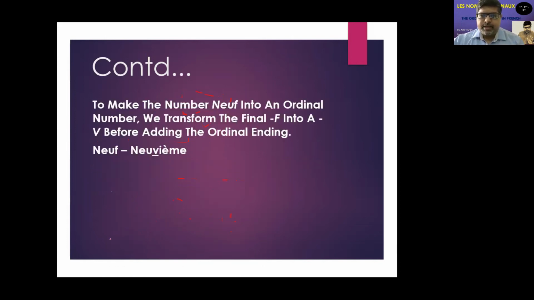Similarly, there is another exception. Once we are talking about neuf, that is 9, the cardinal number is transformed into the ordinal form by replacing F with V before adding I, E, acute accent, M, E. So this will be neuvième, not neufième. Neuvième is 9th.